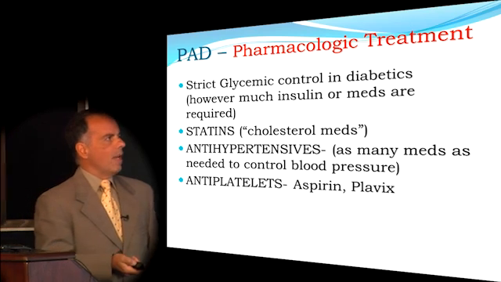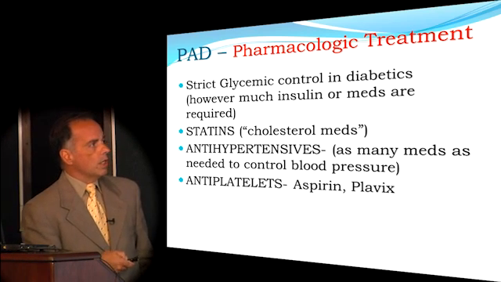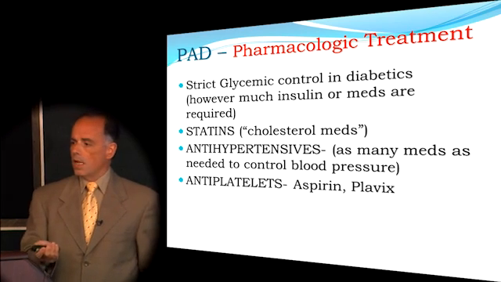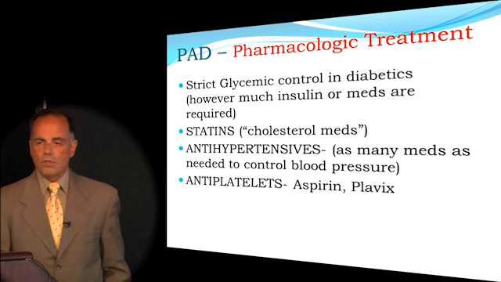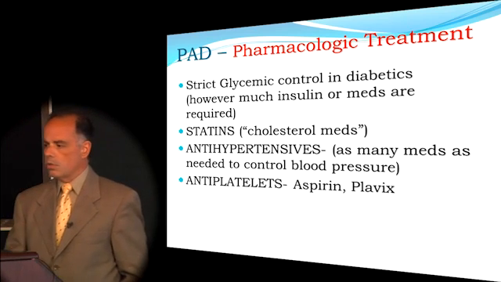So do we have any medications that we can give you? Well, yeah, we do. But first of all, you need strict glycemic control in diabetics, as much insulin or as many medications as it takes to keep your sugar down and get your A1C around 6 to 7%. You need to do that.